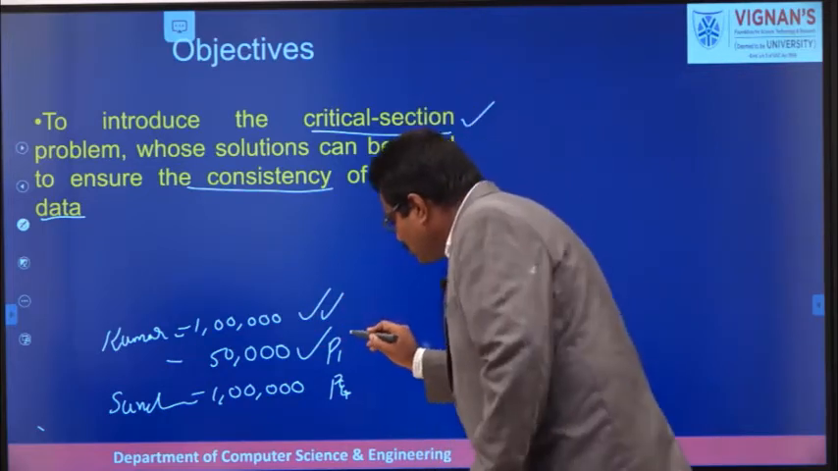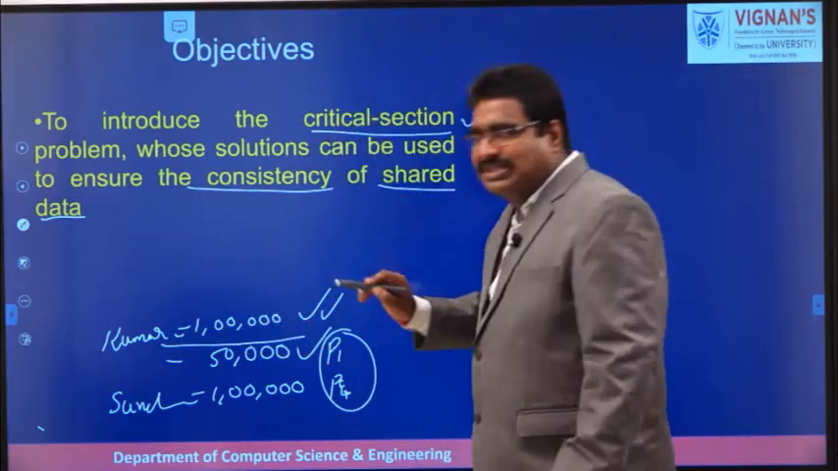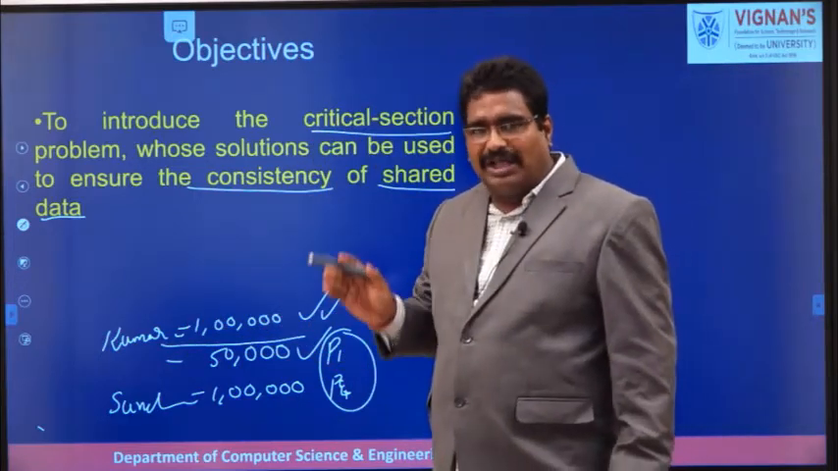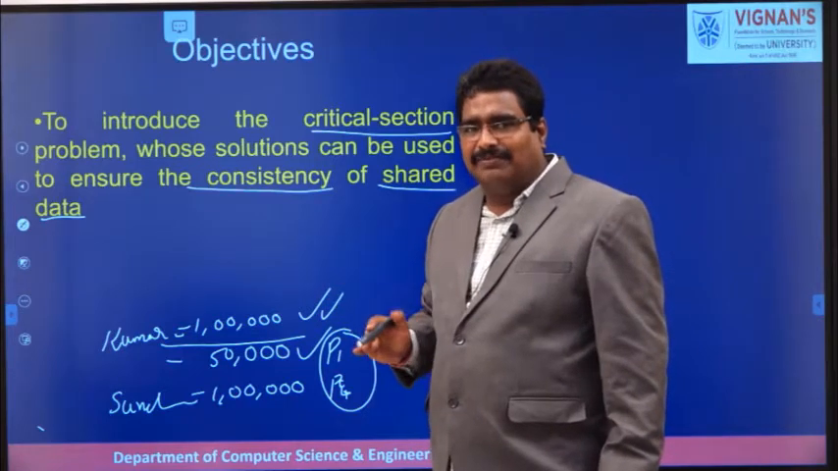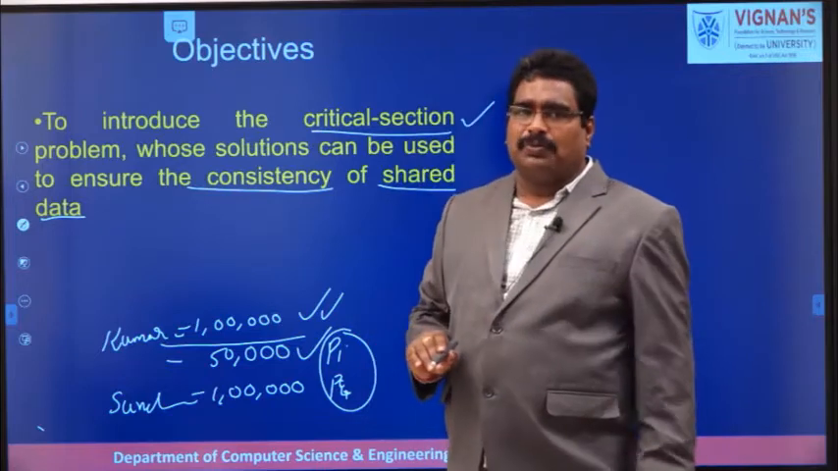Based on these two processes, what is the shared item? Kumar's account balance is the shared data item that can be modified by both the P1 and P2 processes.